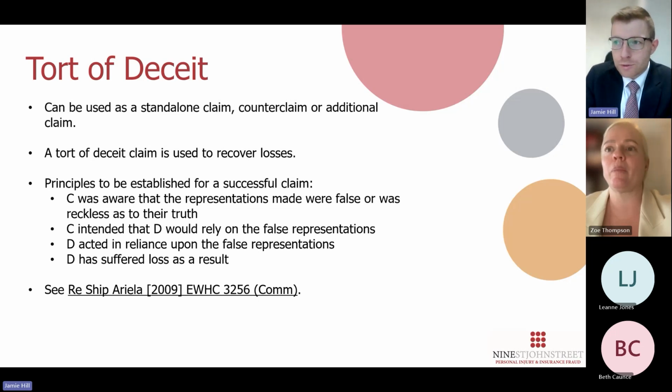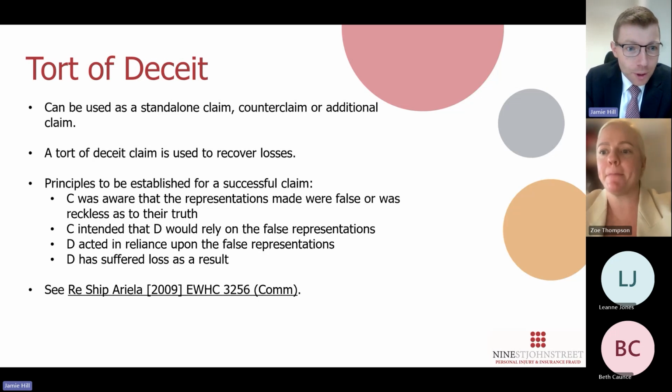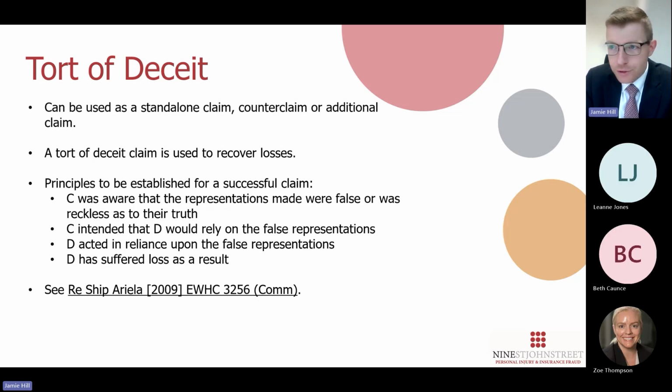All right, tort of deceit. This is when you as the would-be defendant put yourself in the driving seat and bring your own claim against the otherwise would-be claimant. So it's role reversal. You are now the claimant in an action, and the claimant or whoever's involved in the fraud ring becomes the defendants to the action. Tort of deceit is its own standalone tort. It's its own standalone claim.